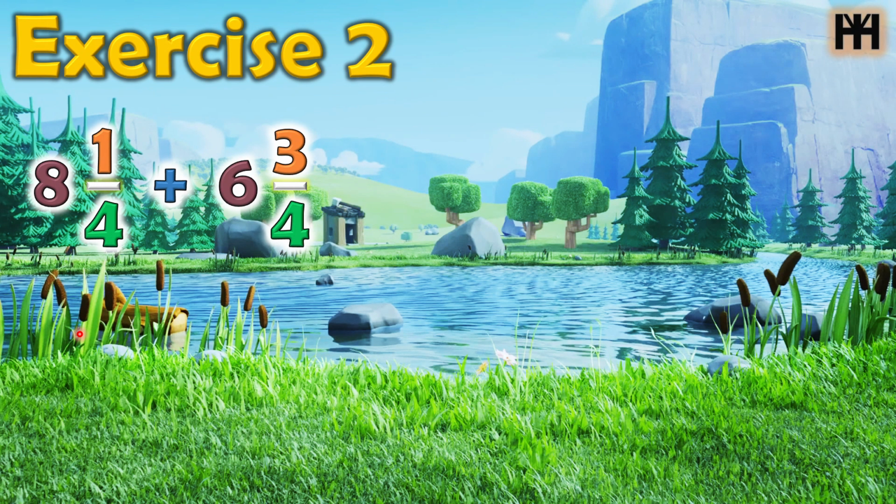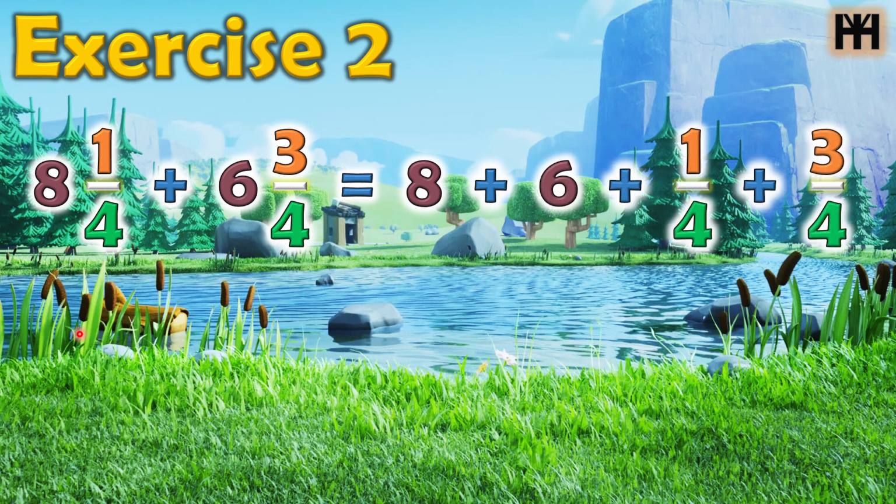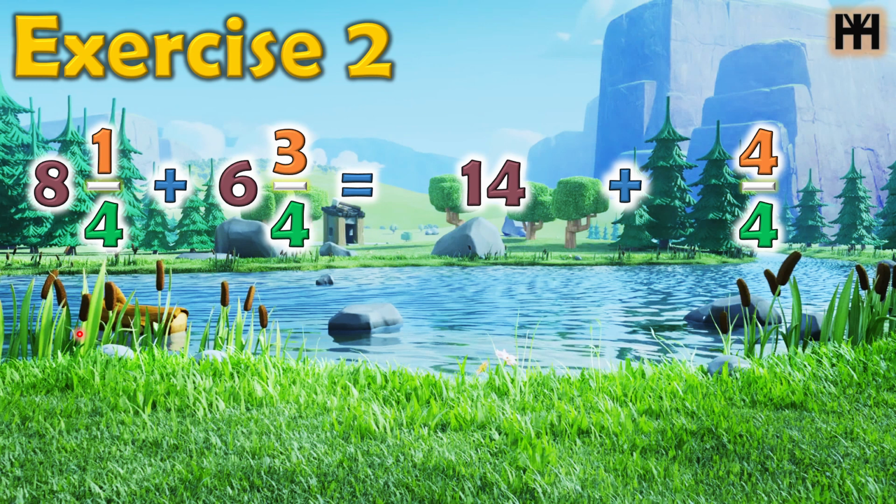Exercise 2, 8 and 1 over 4 plus 6 and 3 over 4. So we have 8 plus 6 plus 1 over 4 plus 3 over 4. Let's add 8 and 6. You will get 14. 1 over 4 plus 3 over 4 will be 4 over 4. So 4 over 4 is the same as 1. So 1 plus 14 will be 15.